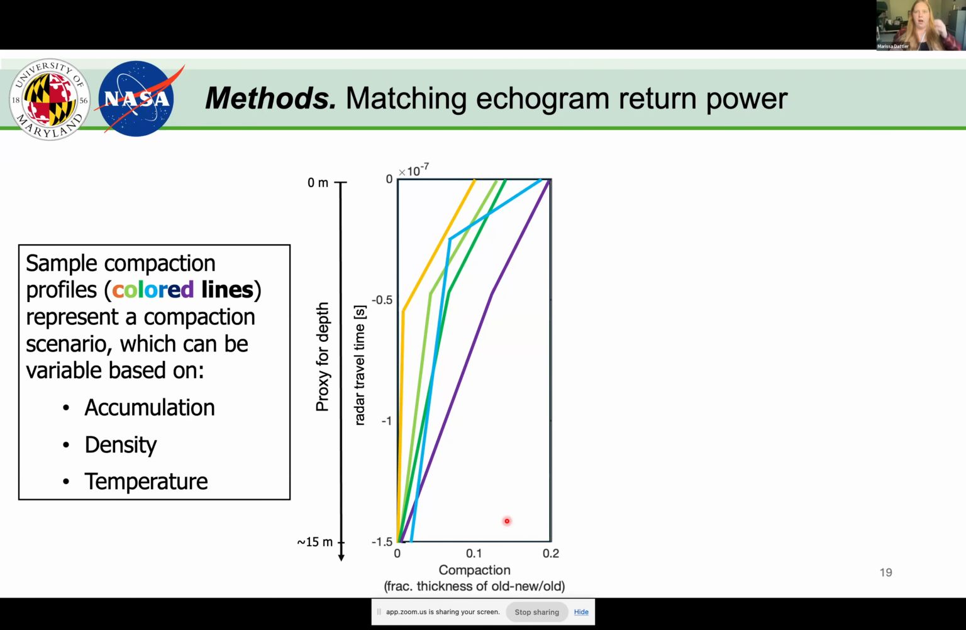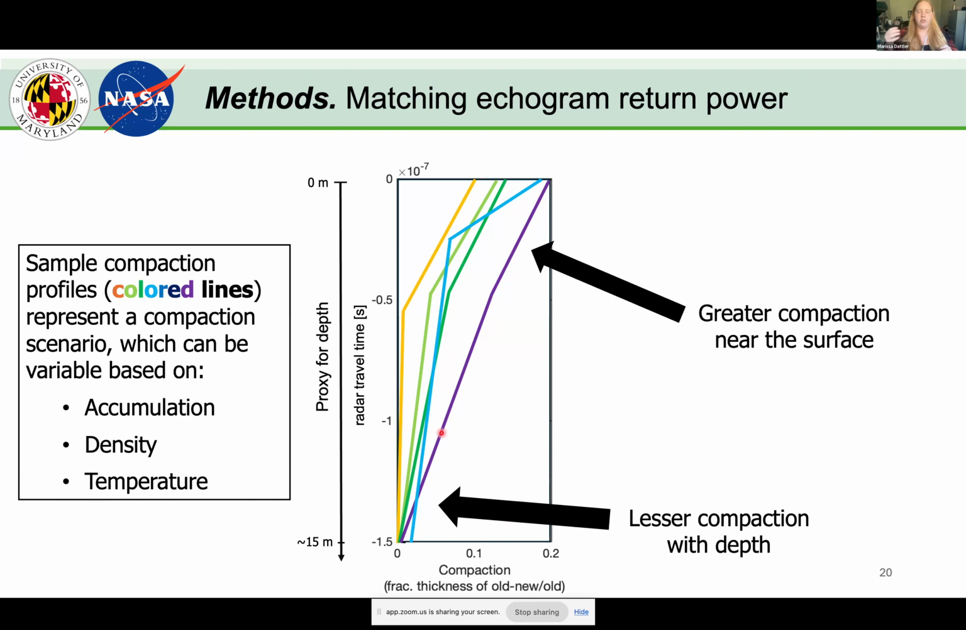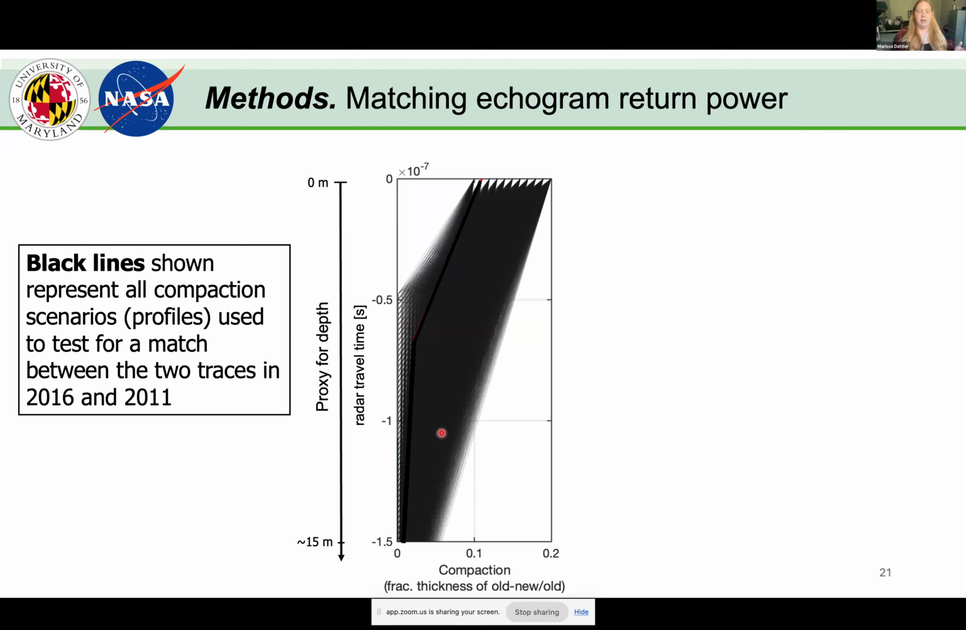So I kind of breezed over how we vertically strained, how we calculated a vertical compaction rate, but we do it with various compaction profiles. So these are the different colored lines. So with depth, they vary. There's generally greater compaction near the surface and lesser compaction with depth. And we just input a lookup table of a variety of different compaction profiles that look something like this, like a large conglomeration of black lines.